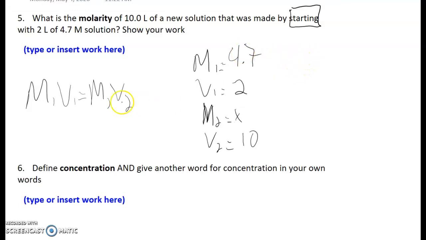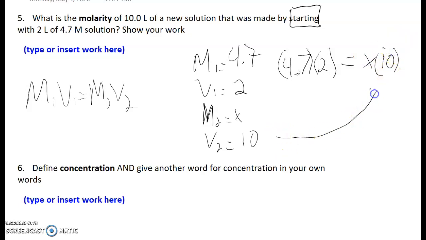M1 is 4.7. My V1 is 2. My M2 is, I don't know. And my V2 is 10. So this helps show where everything is going. Just find that formula. Great.